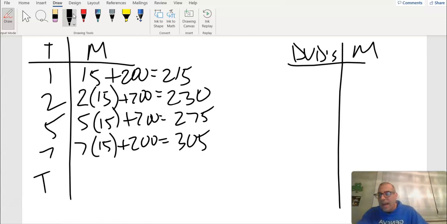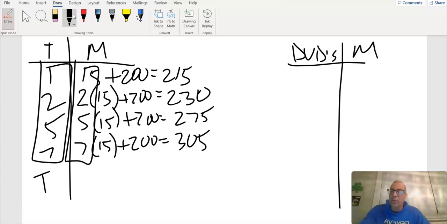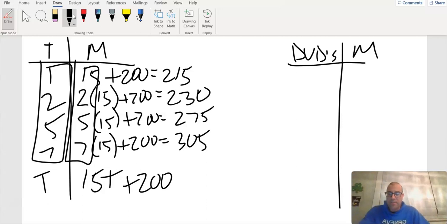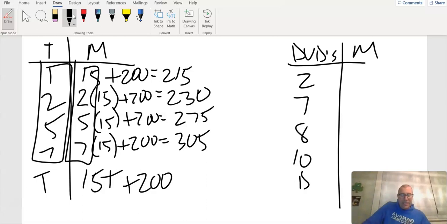If we see the process every single time, we're always taking our t-shirts, and you can see they're all right there, and always multiplying by 15, and then we were always adding 200 each time. So 15t plus 200. Again, 2 things that we're dealing with. In the next one over here, we've got our DVDs, 2, 7, 8, 10, and then our expression. They're telling you each DVD costs $12, plus there's $3.50 to ship.